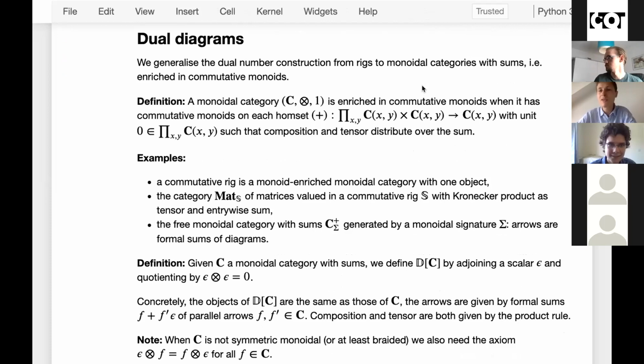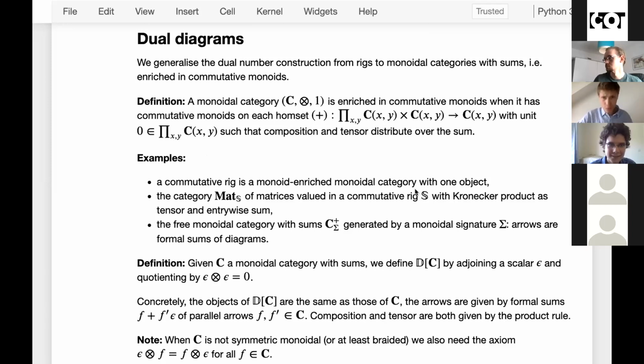So monoidal categories where I can add two morphisms of the same type. So that means I want an enrichment in commutative monoids, technically. So now, what does it mean? Well, I have this plus on every hom set and a 0 on every hom set, and composition and tensor distribute over the sum. So for example, such a monoid enriched monoidal category, if it has one object, then it's a commutative rig.